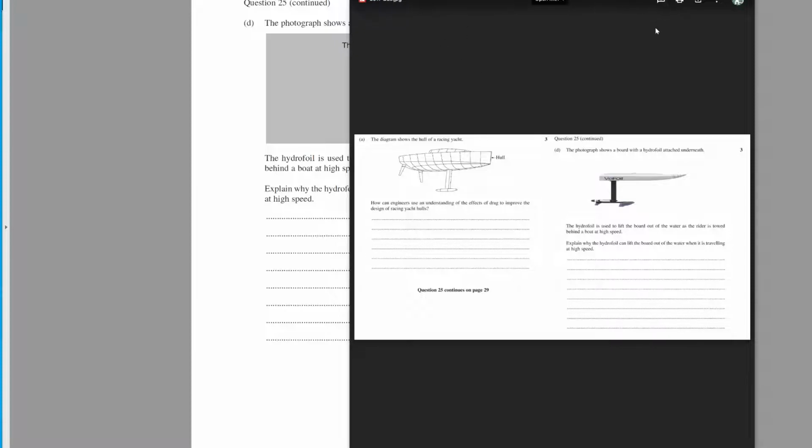Anyway, it's fine. Explain why the hydrofoil can lift the board out of the water when it is traveling at high speeds. Okay, so this is just a general lift question, like a Bernoulli's lift question, which is exactly where I've got this thing from. I'm not going to go to my thing on lift. We're just going to say that water traveling faster over the top of the hydrofoil generates an area of lower pressure relative to the water below the hydrofoil. This difference in pressure creates lift. That'll do.